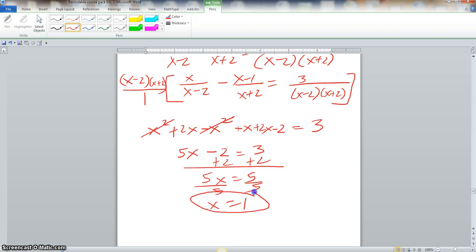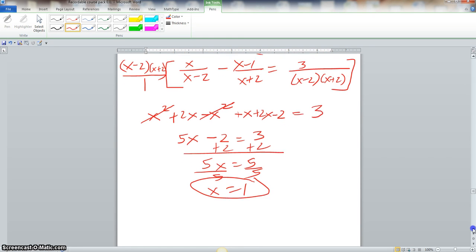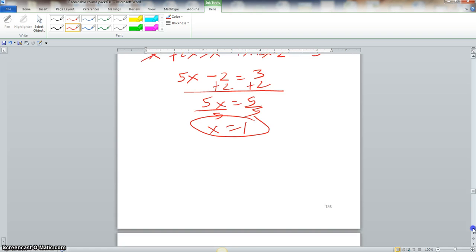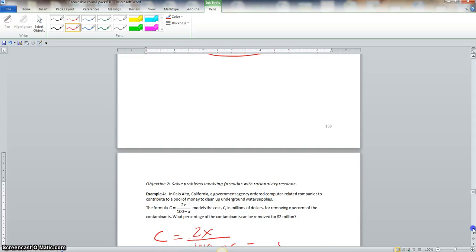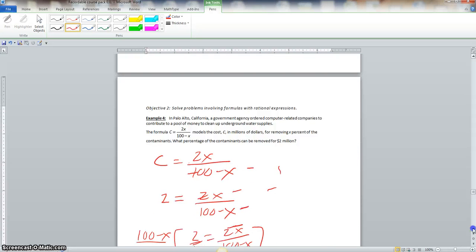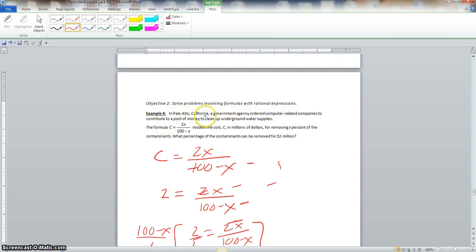Now, we scroll down here to the next problem. Objective 2, example 4. Now, it says here, in Palo Alto, California, a government agency ordered computer-related companies to contribute to a pool of money to clean up underground water supplies. The formula C is equal to 2x over 100 minus x models the cost C in millions of dollars for removing x percent of the contaminants. What percent of the contaminants can be removed for $2 million?